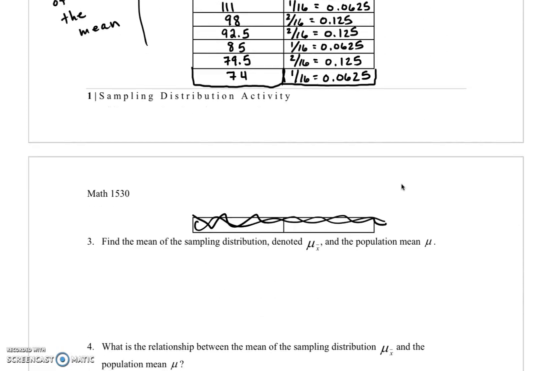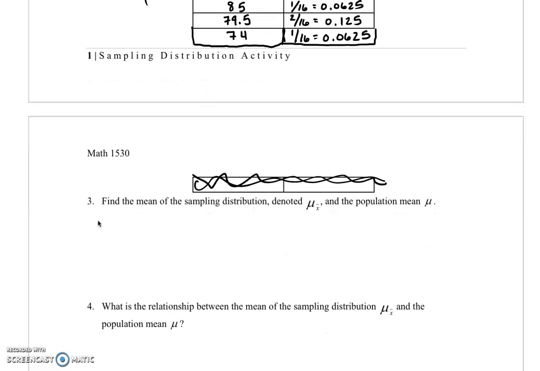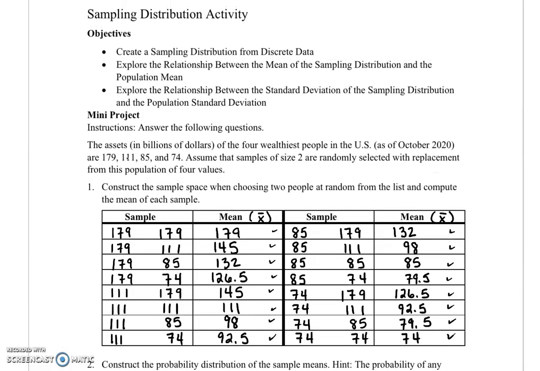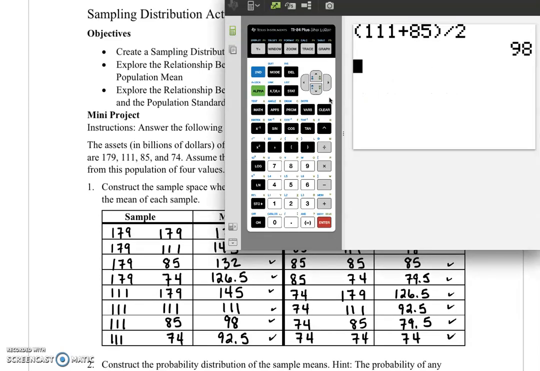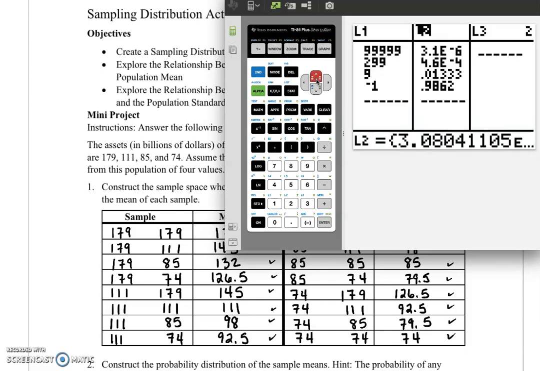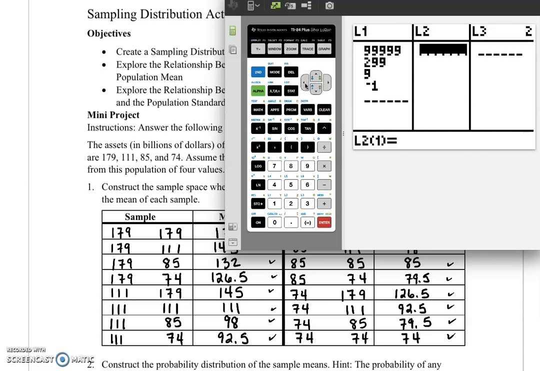So now let's look at the means. Let's find the population mean. Going back to our original population, which is just 179, 111, 85, and 74, we can do that by putting those numbers in our list. I am clearing out what's in there already.